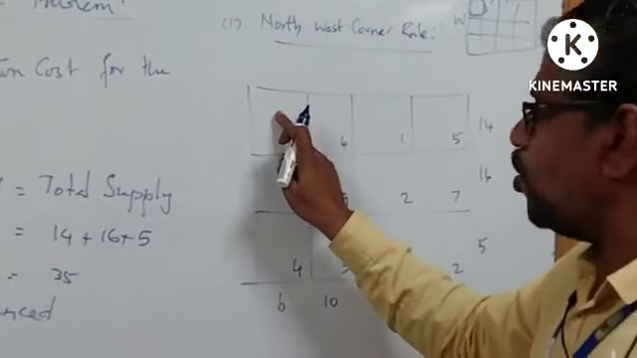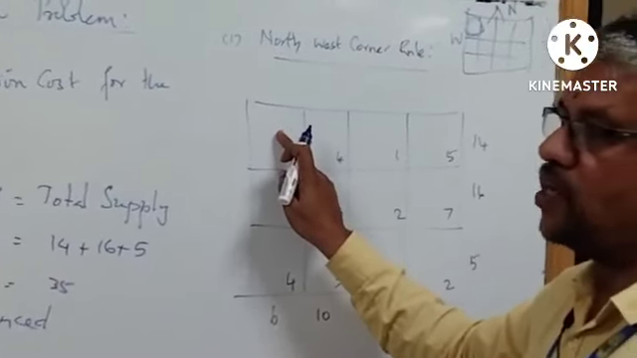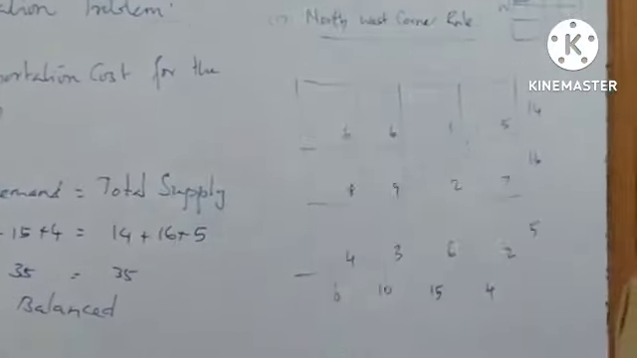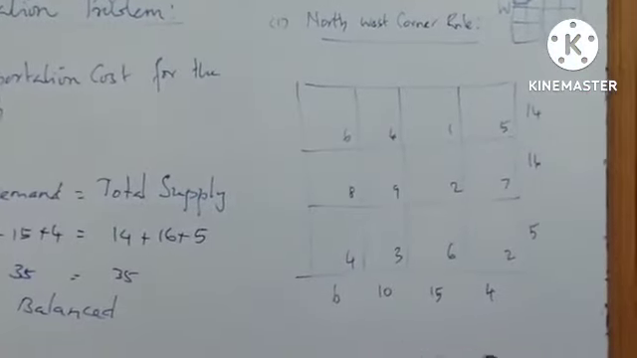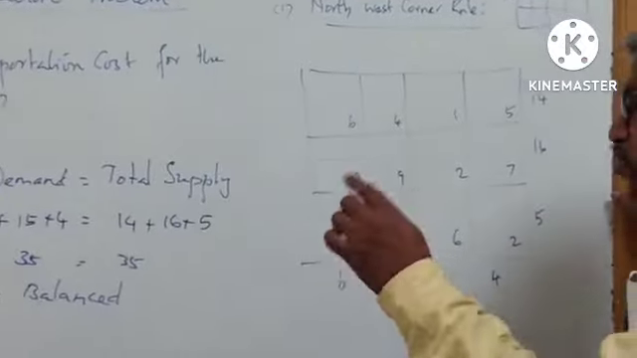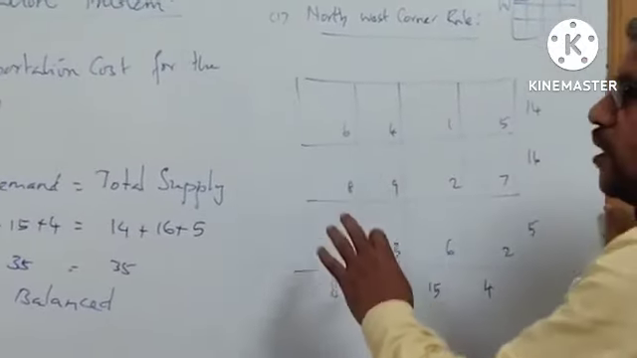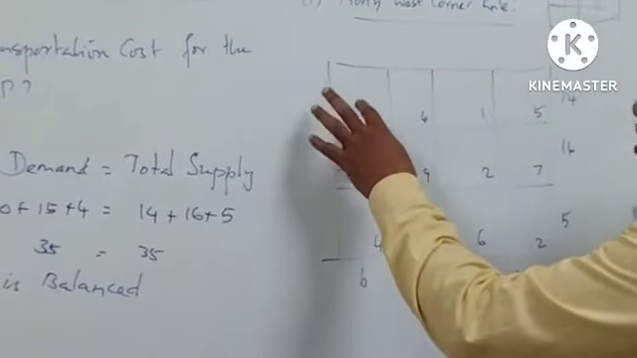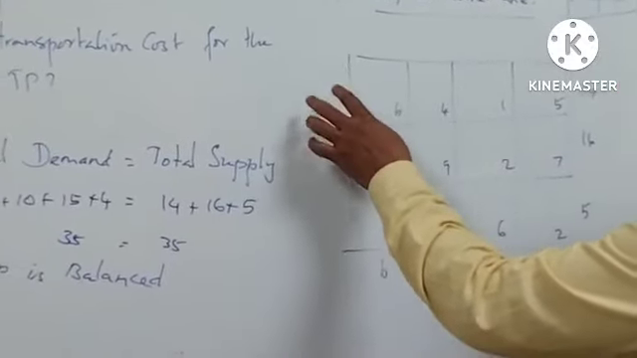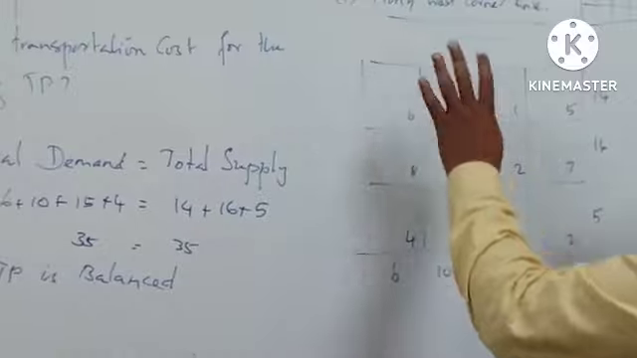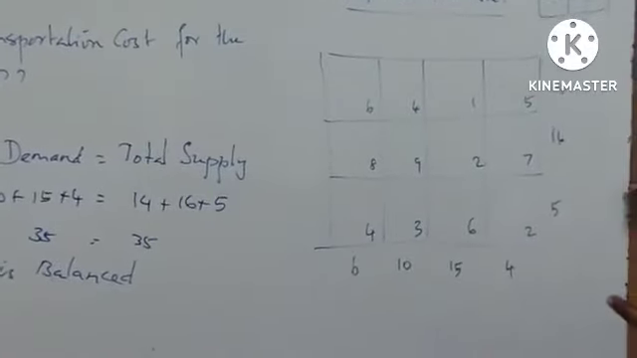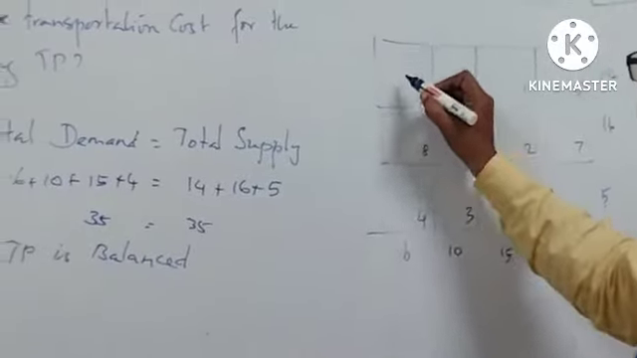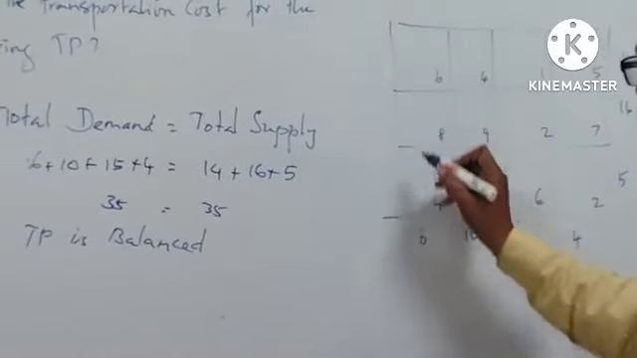So where you are going to put the first allotment. What is allotment? How much quantity you are going to dispatch from one place to the other. That is called allotment. I already told you what is allotment. Allotment means how much quantity you are going to dispatch from one source to the other destination. So here we are going to put the allotment.